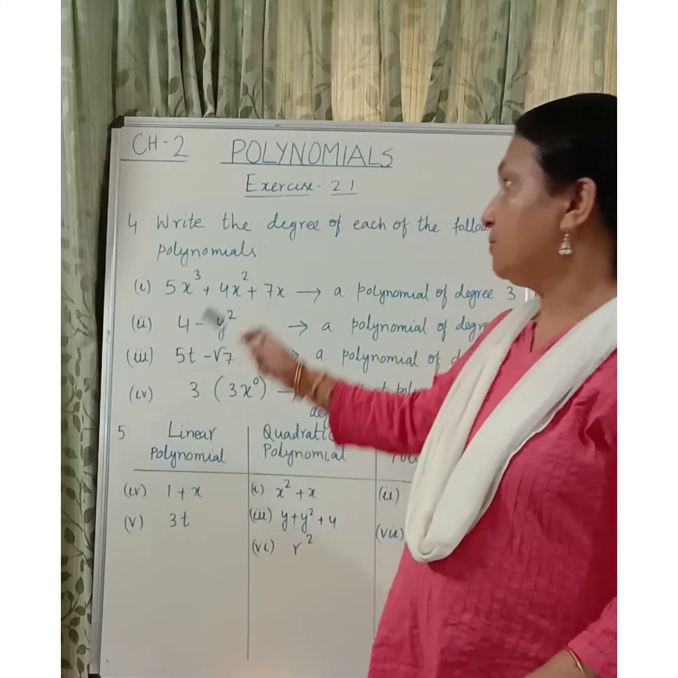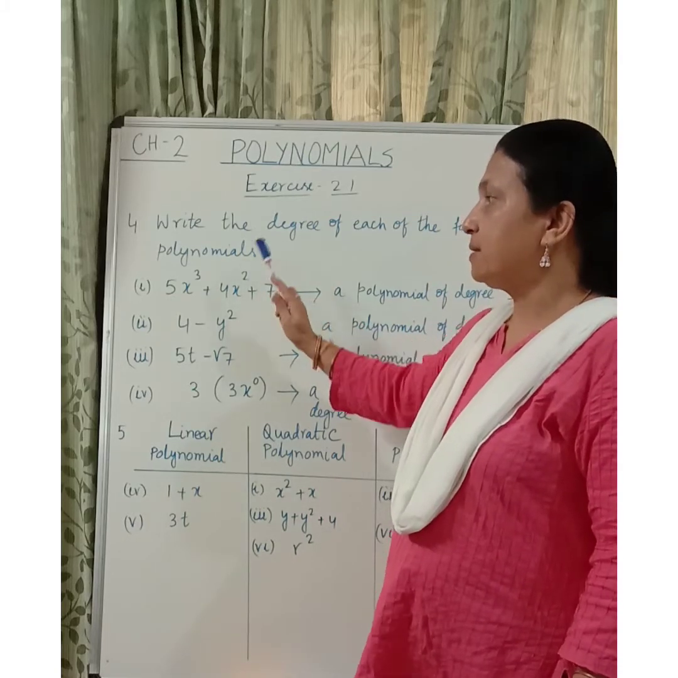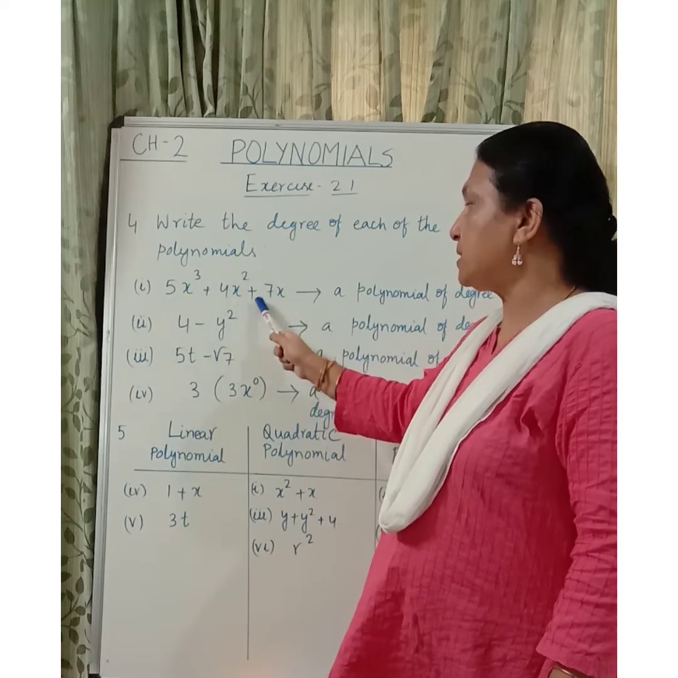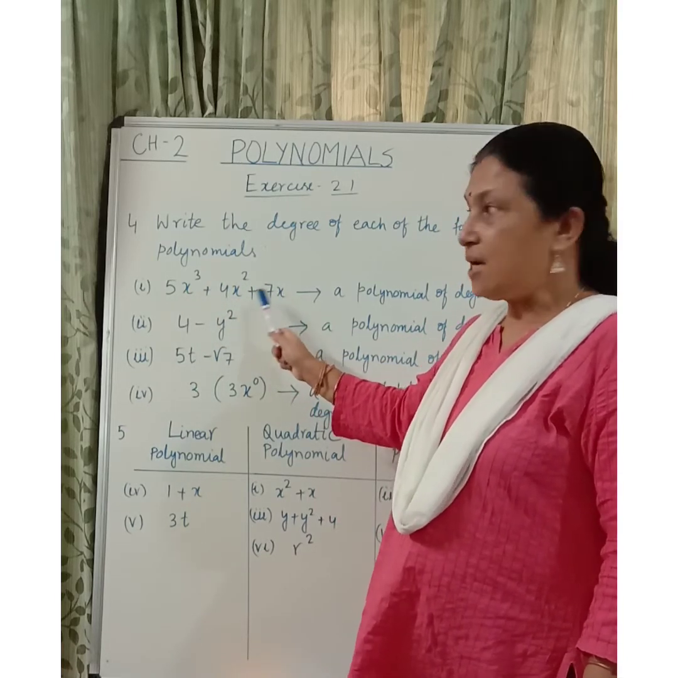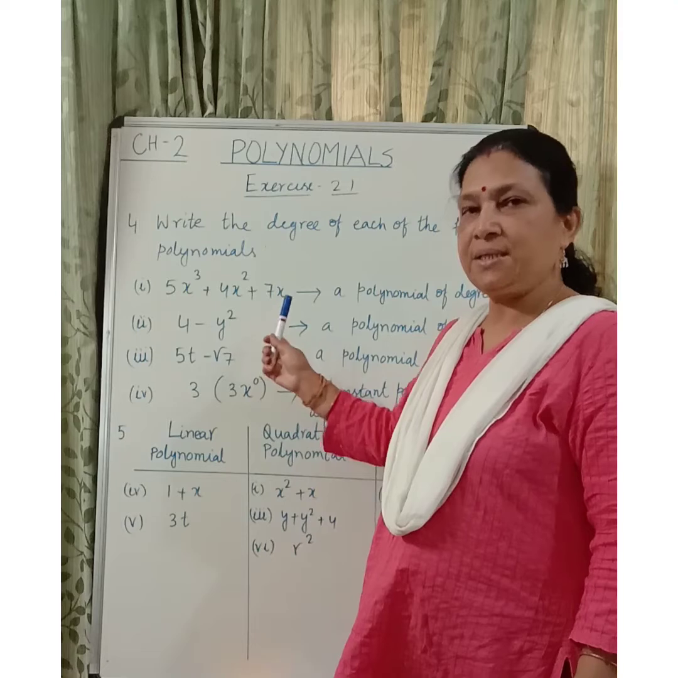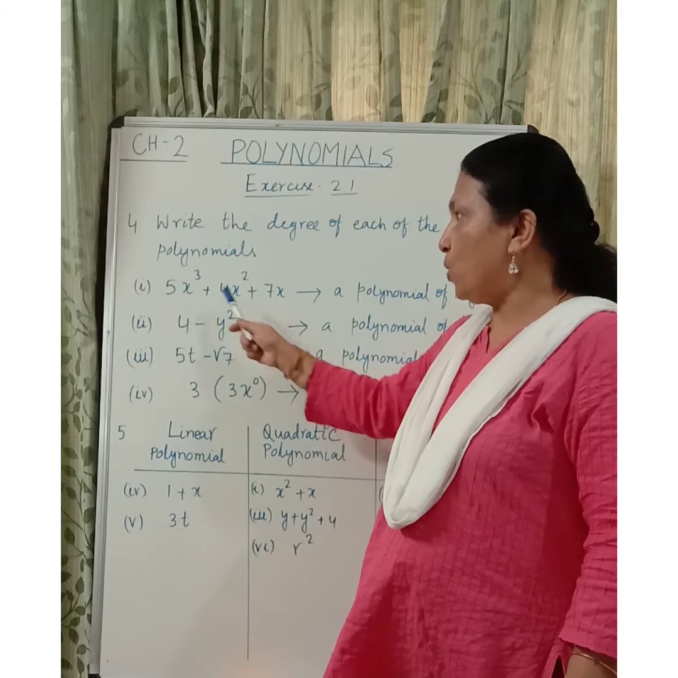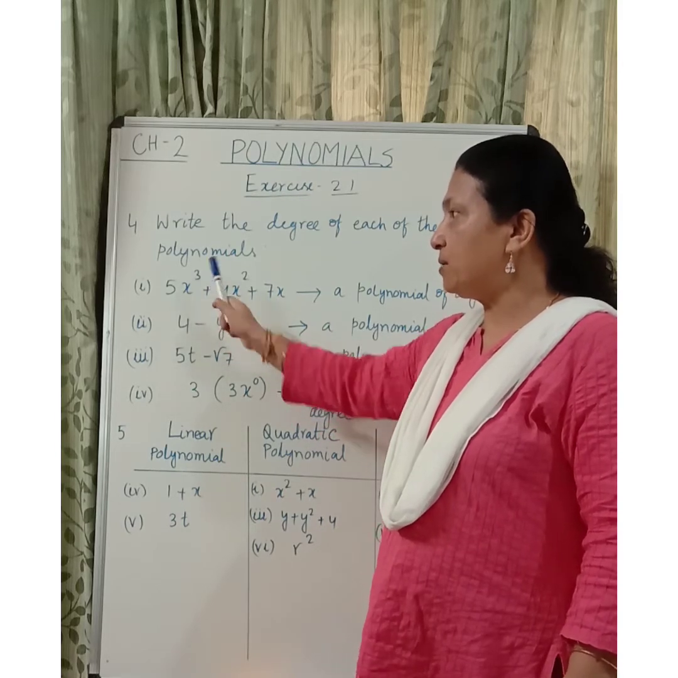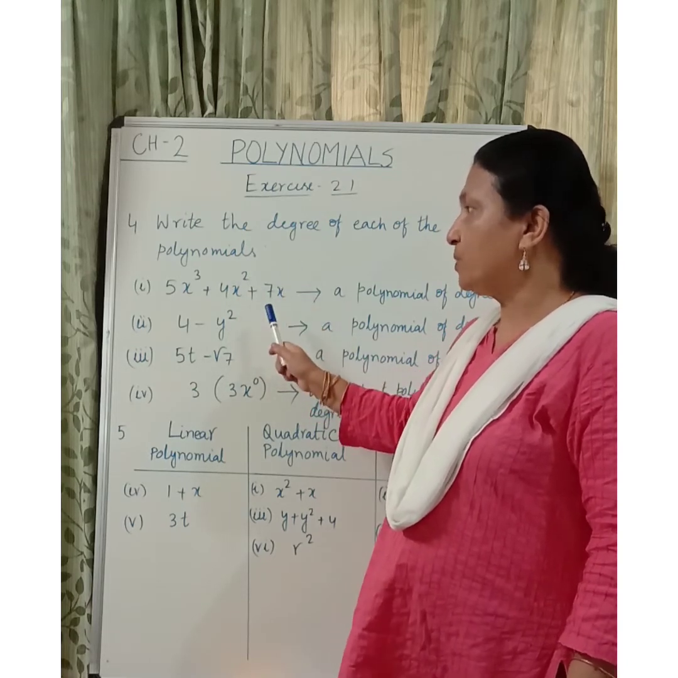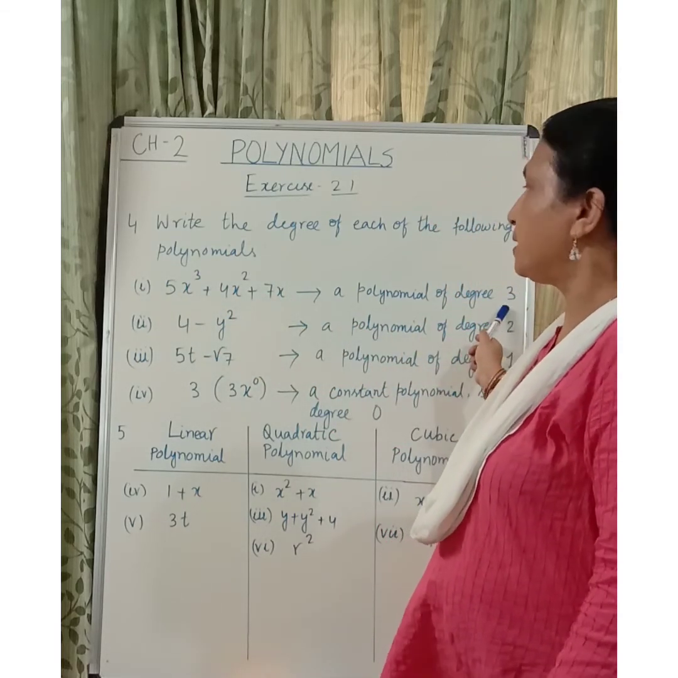Next question. Question 4. Write the degree of each of the following polynomials. The first polynomial 5x cube plus 4x square plus 7x. As you can see, how many terms are there? 3 terms are there. What is the variable used here? X is the variable used in this polynomial. In this polynomial, the degree of the first term is 3, x to the power 3. Degree for the second term is 2 and third term is 1. So highest degree is 3. So this is a polynomial of degree 3.